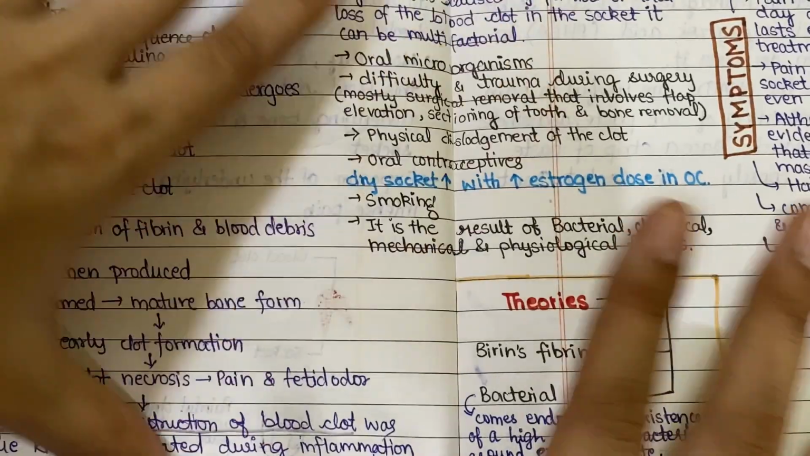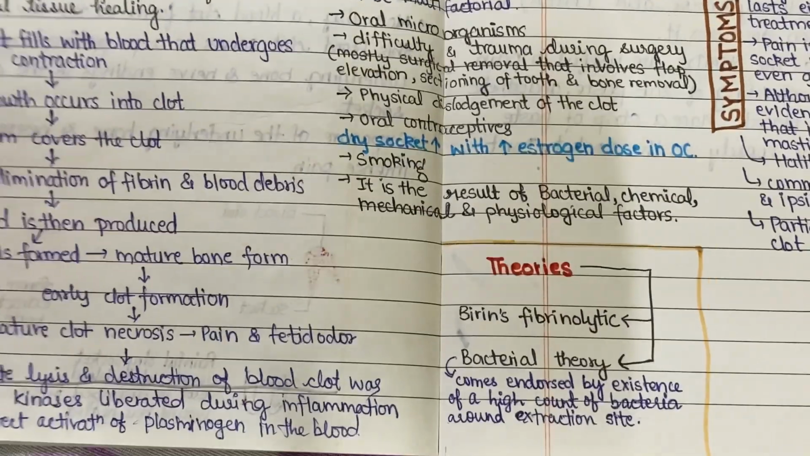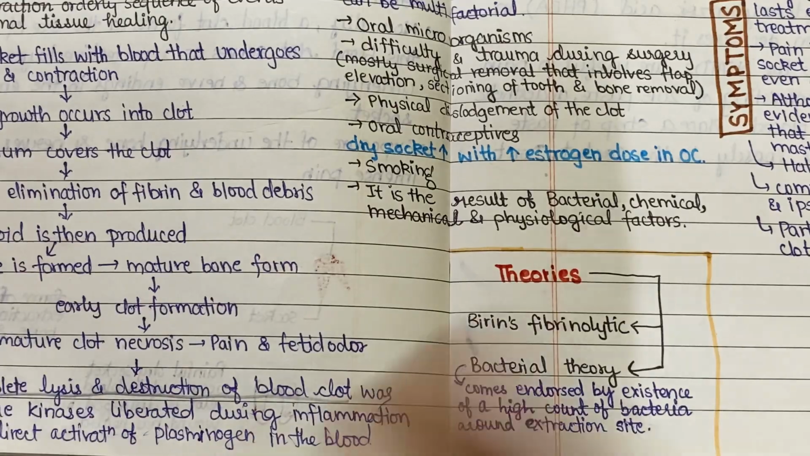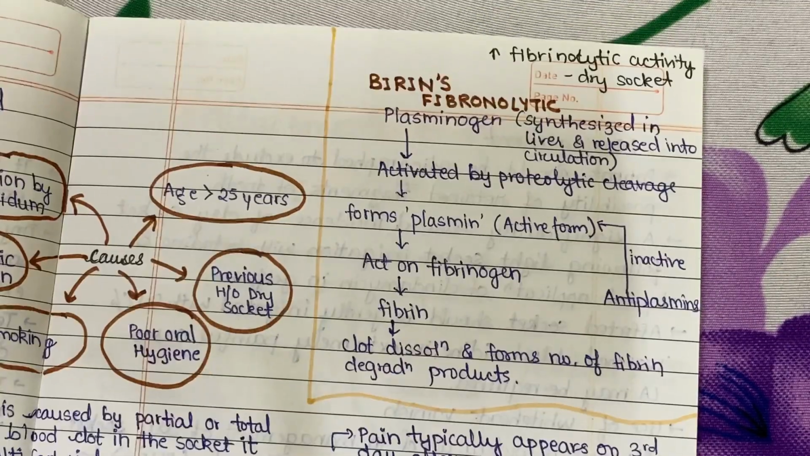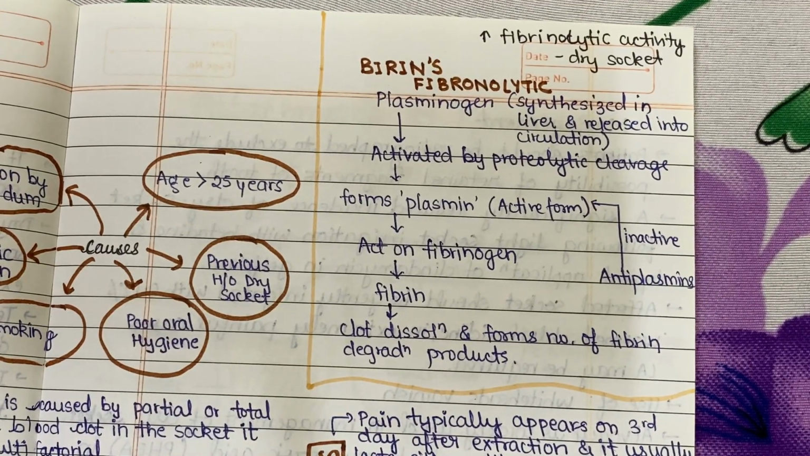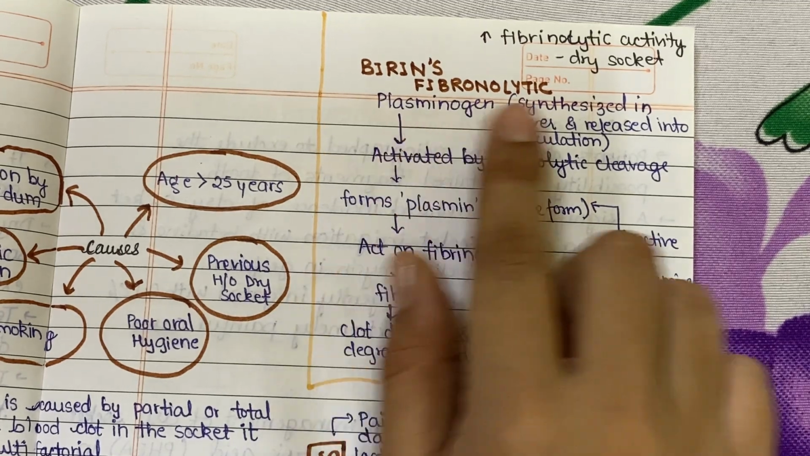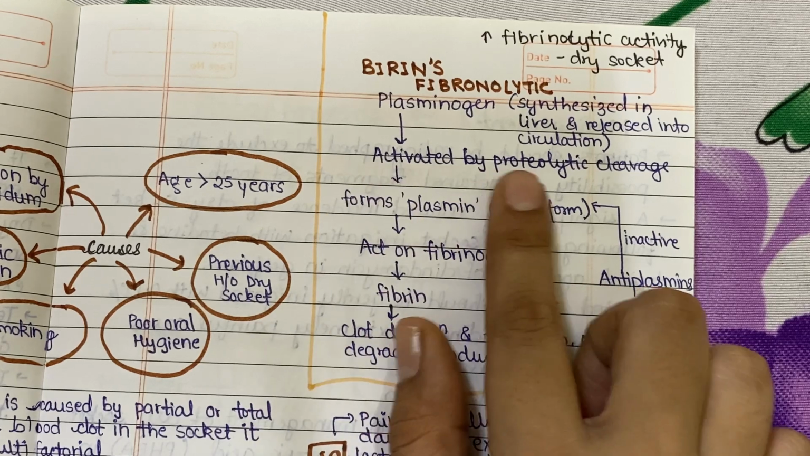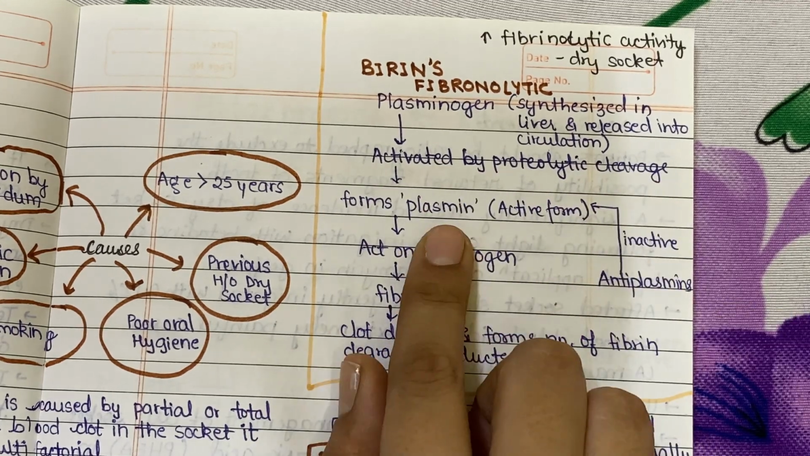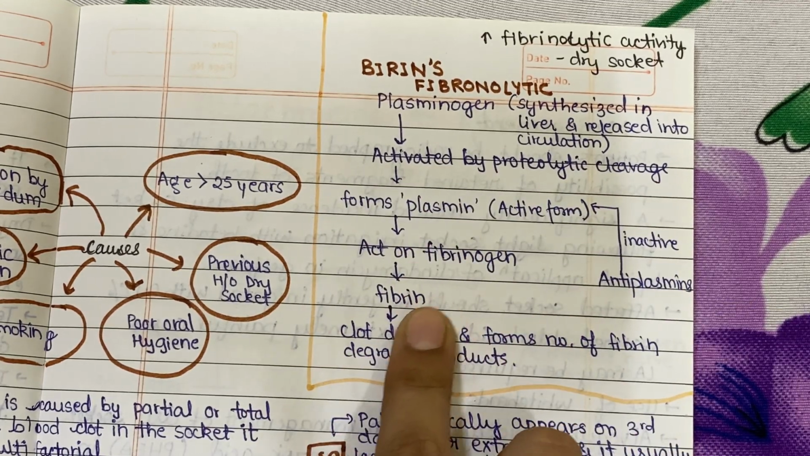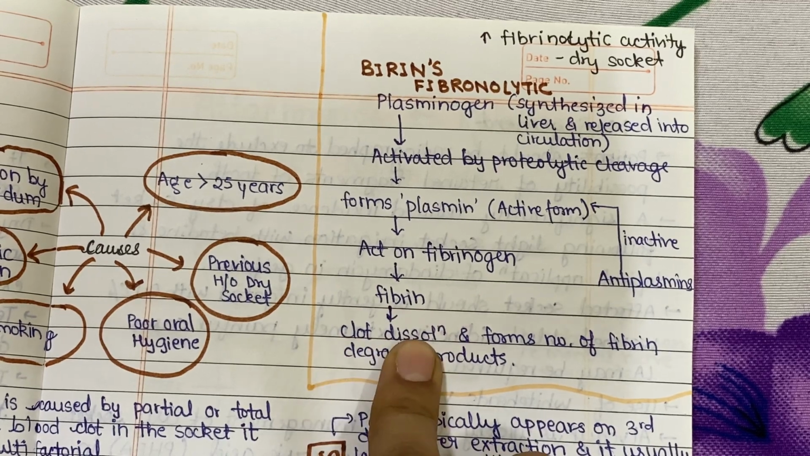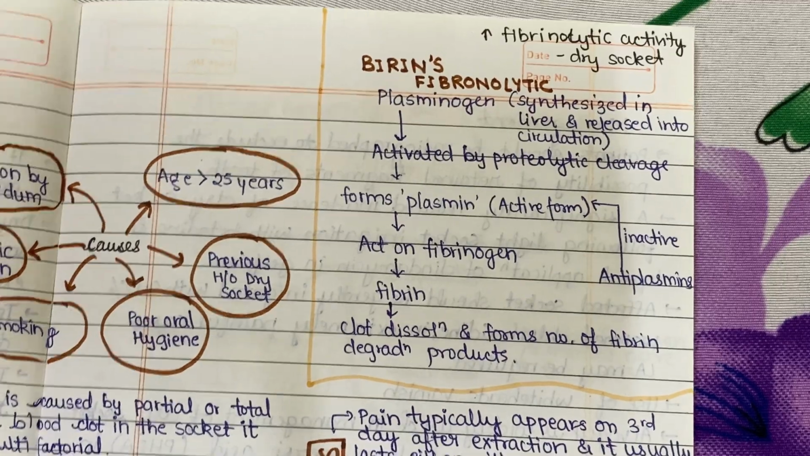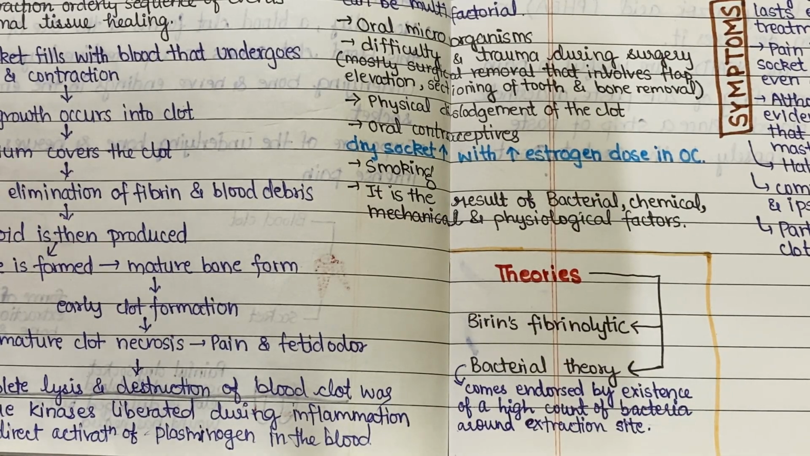According to Bean's theory, after extraction of a tooth, an inflammatory process begins that could affect the formation and retention of the clot. Basically, Bean stated that an inflammatory process begins after the tooth extraction, and it may affect the formation and the retention of the clot. Studies have shown an increase in the fibrinolytic activity in the pathogenesis of dry socket. So studies were done, and they showed that in cases of dry socket, there is an increase in the fibrinolytic activity.